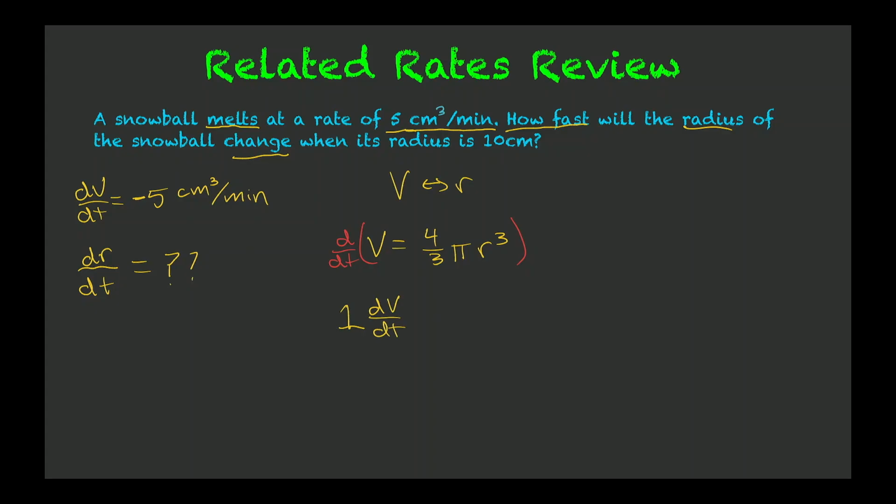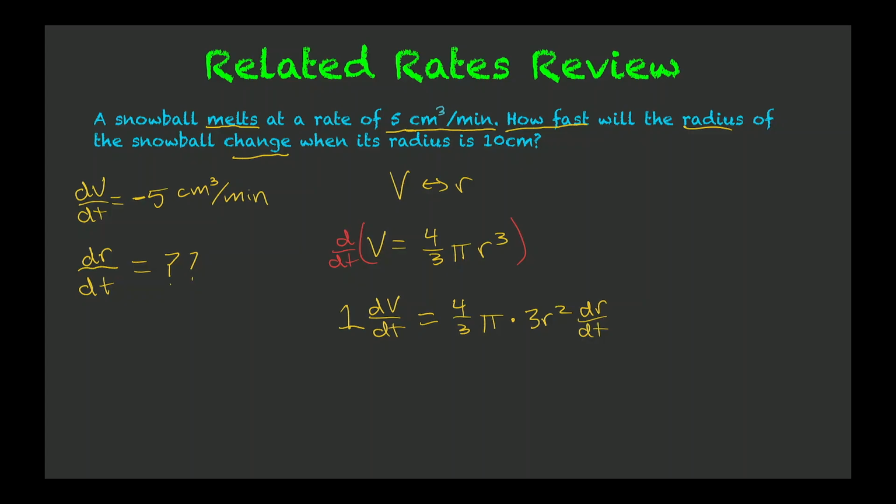Okay, on the right-hand side, 4/3 pi r cubed, well, the 4/3 pi, that's just a constant, so it sits there. And then we just do our power rule. The derivative of r cubed is 3r squared. And again, we just took the derivative of a variable, so we're going to tack on dr/dt.